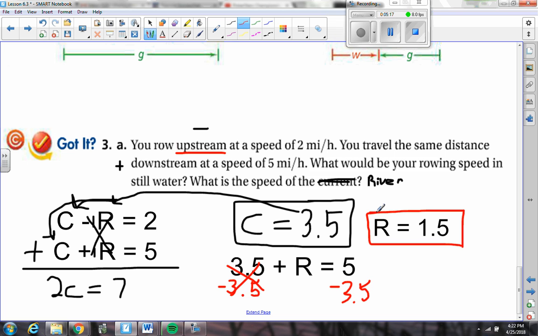So once we have these kind of speed equations set up, the elimination is very easy, going back to some of the early ones that we did in this chapter.